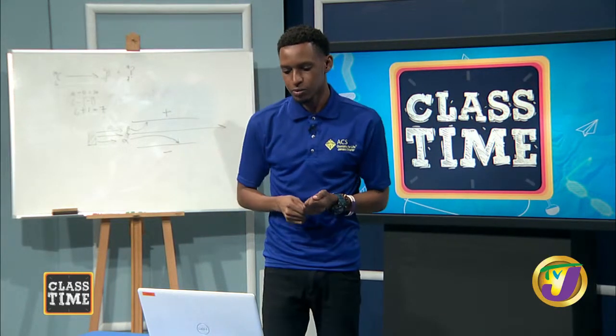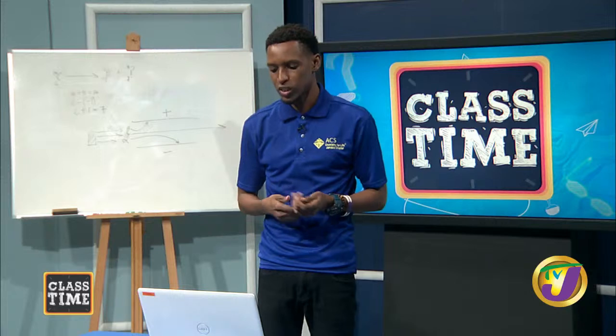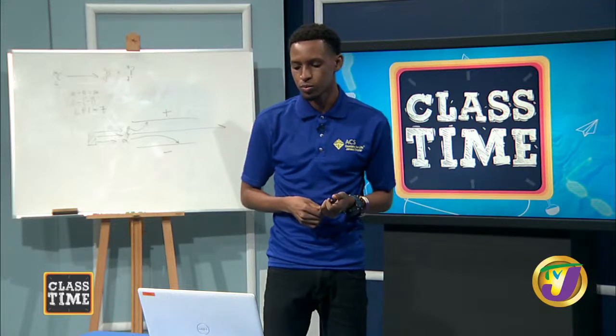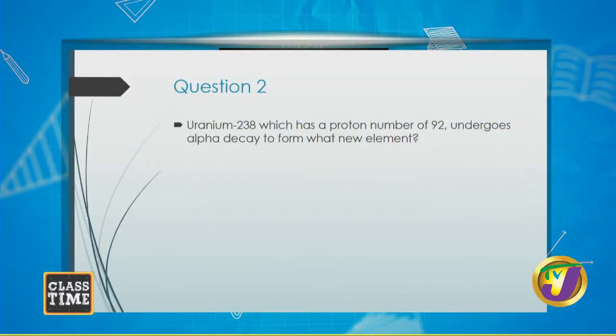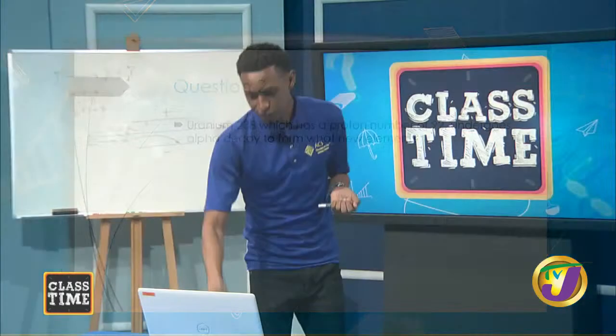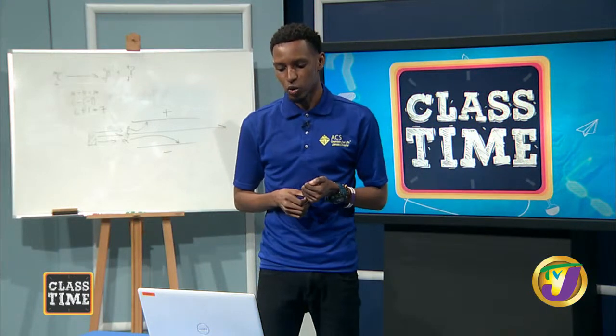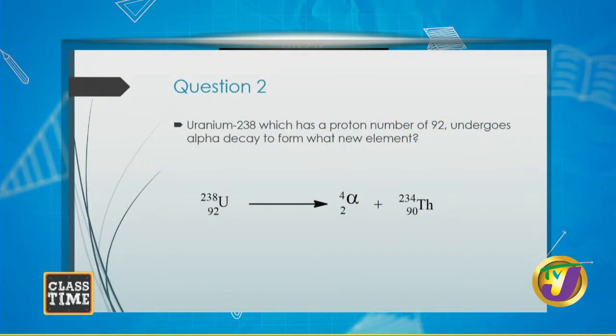The next question: uranium-238, which has a proton number of 92, undergoes alpha decay to form what new element? Now, alpha decay means that it lost an alpha particle. So, therefore, the answer would be uranium-238 losing an alpha particle to generate thorium-234. And the atomic number would be 90.